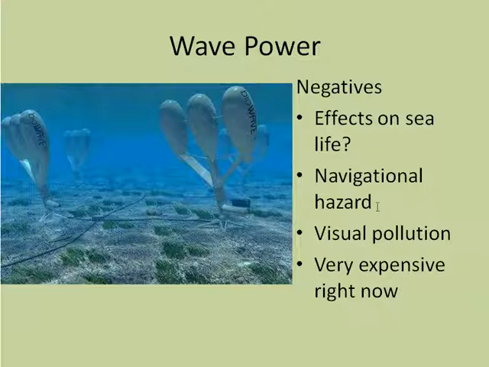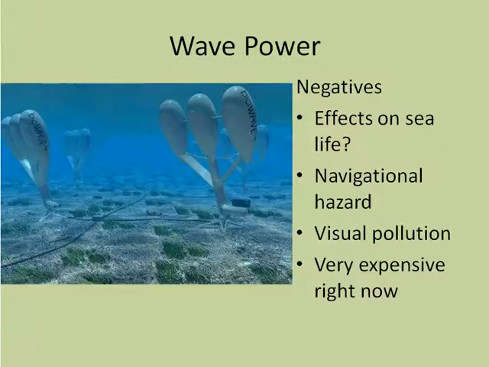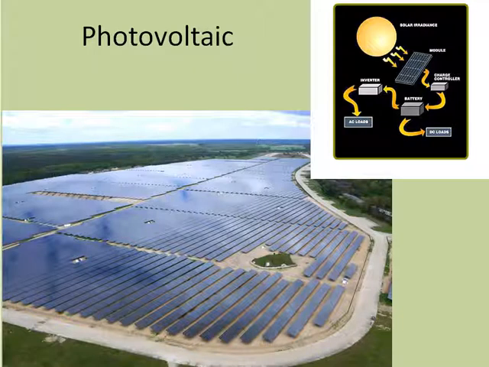And they may be a navigational hazard. If you have something like this and a ship drives into them, then that is going to muck up your ship and your power generation. And they may be visual pollution as well. Sometimes people might not want to look at arrays of these things off of the coast. Okay, but there is a lot of potential, and if we can safely, cleanly use wave power, then it is completely renewable and produces no carbon dioxide or waste. All right, we'll move on to photovoltaic.